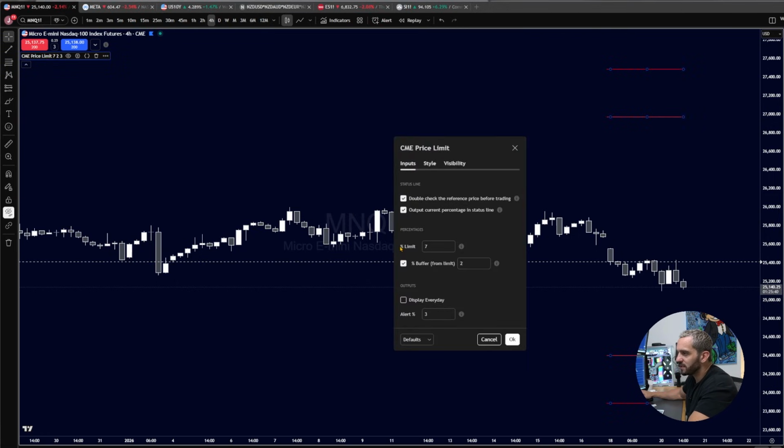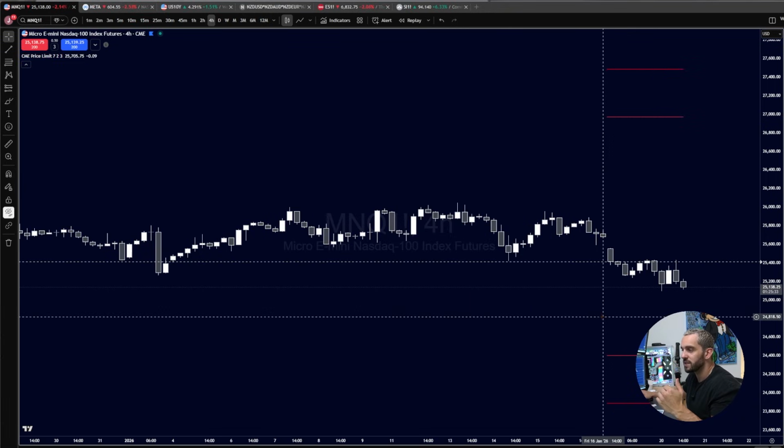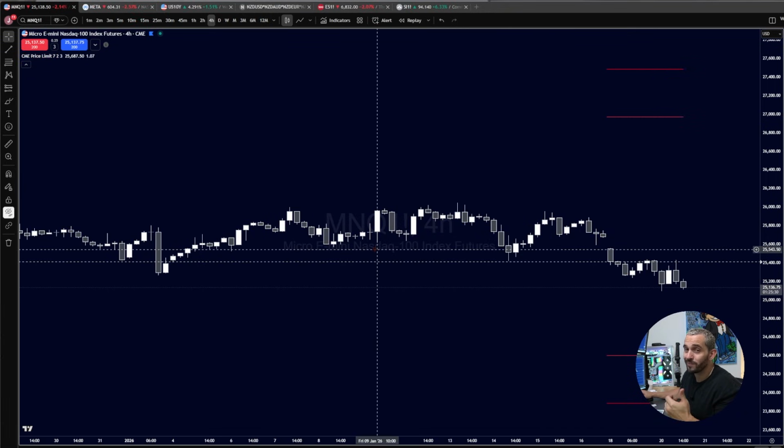If you double click it, see how it says percent limit 7%, buffer 2. So this red line right here, it already follows the 2% CME rule. If you want to put this on your charts, I think it's super helpful.